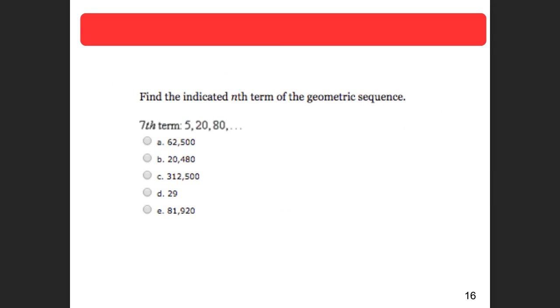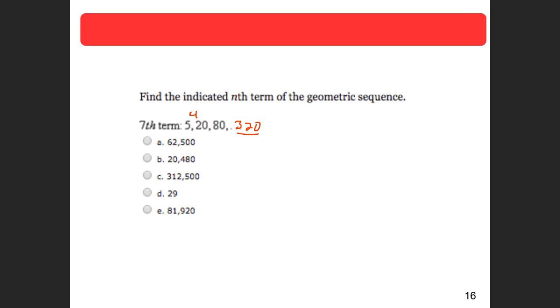All right. It says find the indicated nth term of the geometric sequence. It wants to know what the 7th term is. There are 2 ways I could do this, and I'll do it both ways. It looks like my R value is 4. It looks like 5 times 4 is 20. 20 times 4 is 80. 80 times 4 is what? 320. So that's my 4th term. Then I'm going to get my calculator out.